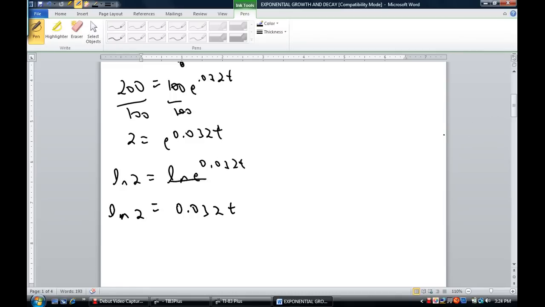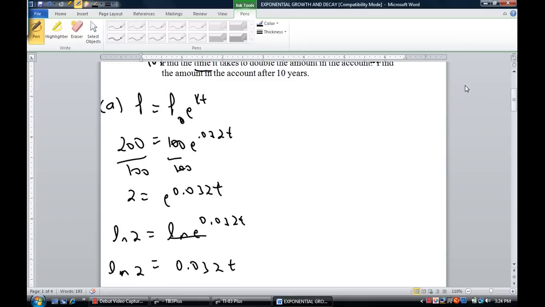Something I want you to realize, if you're asked to find how long it takes for something to double, that involves exponential growth or decay, what's going to happen is you're always going to divide by the number in front to isolate the exponential term. And that's always going to end up being a 2. Then you're always going to take the natural log of both sides, and it's always going to end up being the exponent. Remember, this exponent is kt.